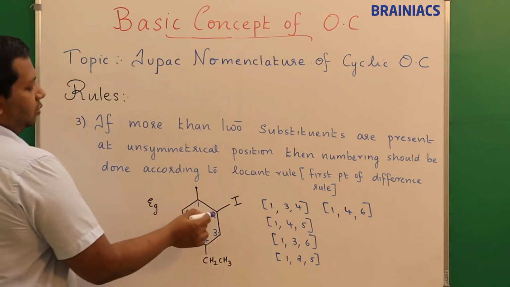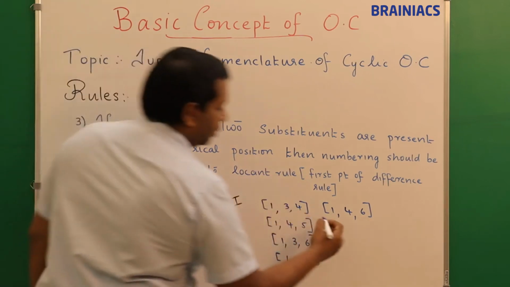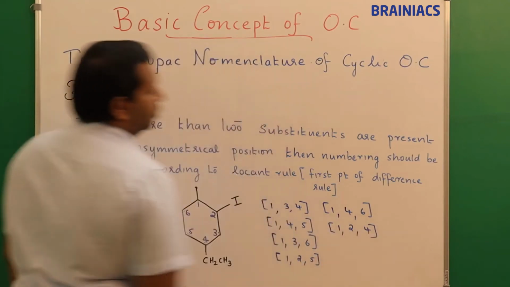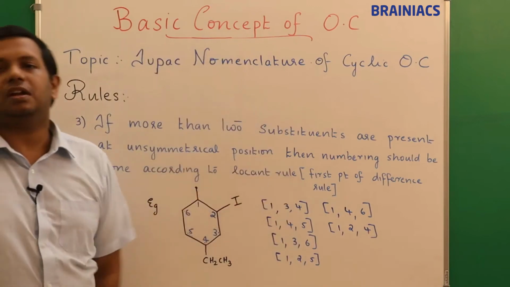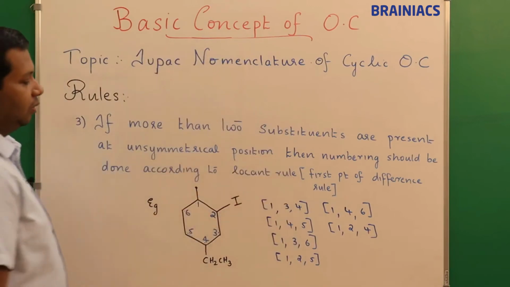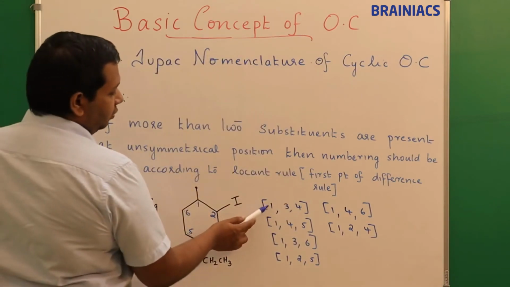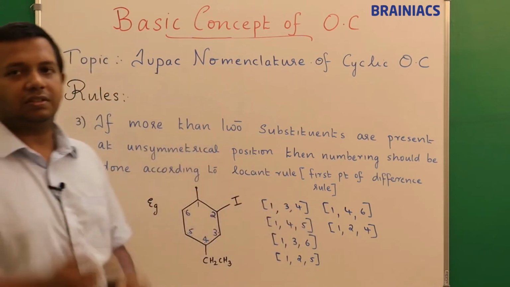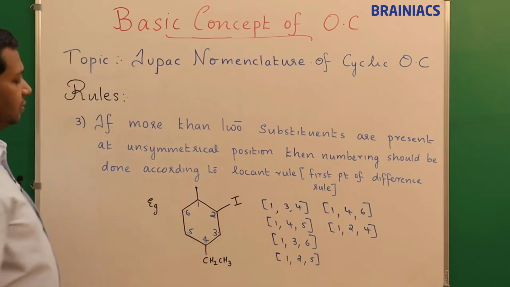So it is 1, 2, then 4. So 1, 2, 4. Now tell me, how will you decide which is the correct numbering here? Now I will go to the first one. Everything is 1, 1, 1, 1, 1, 1. So with the first locant I cannot find which is the correct numbering. Now we will go to the next locant.